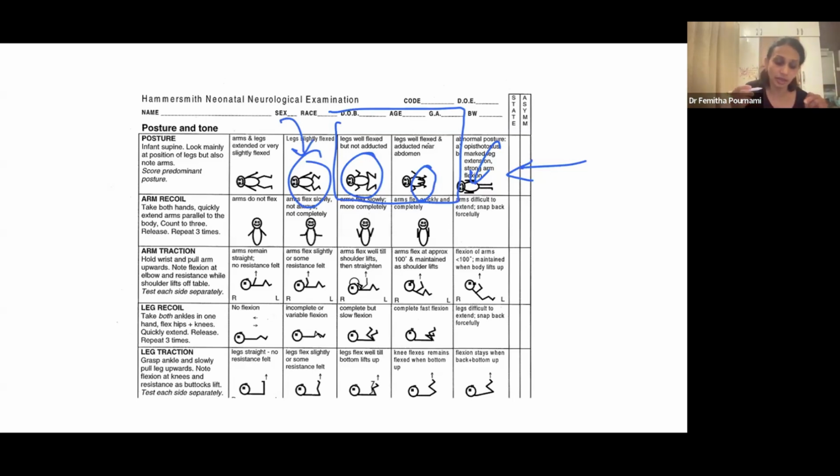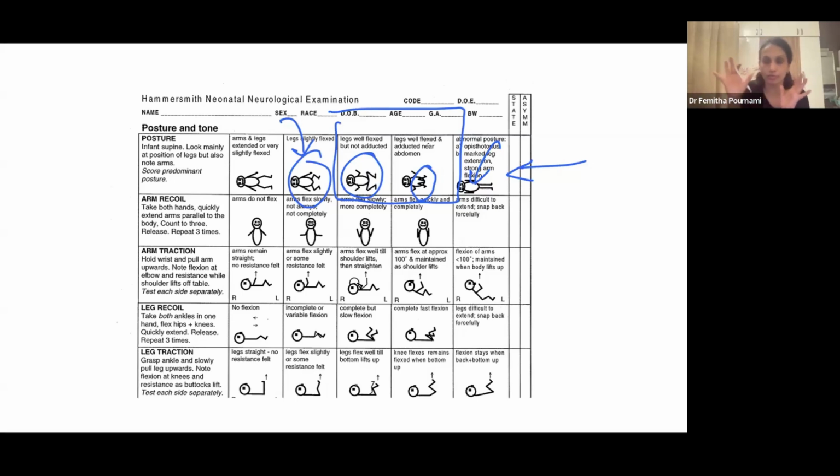Arm recoil and leg recoil. These are essentially what you do for passive tone. That is, you just stretch quickly and then you release. You see how much the muscle has resistance, it will just pull back. It's not like a voluntary action done by the baby. It just pulls back immediately because of certain viscoelastic property in the muscle. So recoils are usually more of passive tone. Although this kind of classification, you won't find it in a textbook. It's just for you to understand.